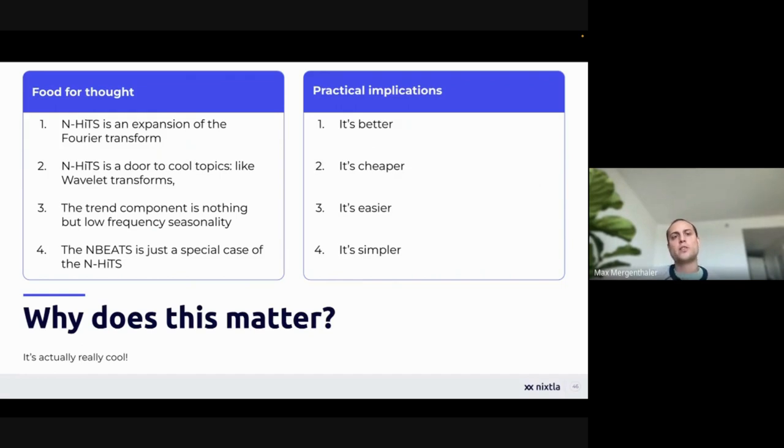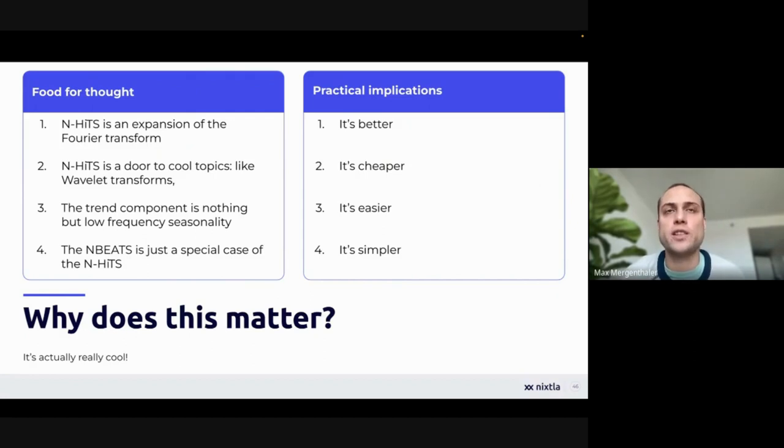So why is this relevant? And this is obviously based on our personal opinion, but theoretically speaking, we think that the N-HiTS is exciting because it offers an expansion of a very interesting and classical idea in the field, namely the Fourier transform. It also opens the door to very cool topics like wavelet transforms, for those of you familiar with information theory à la Shannon.